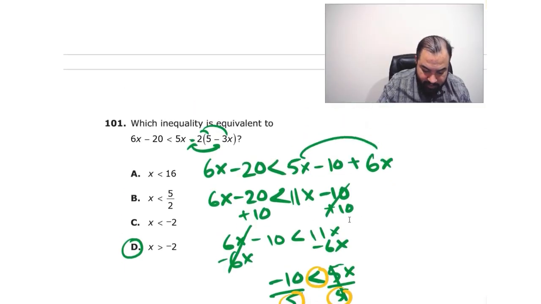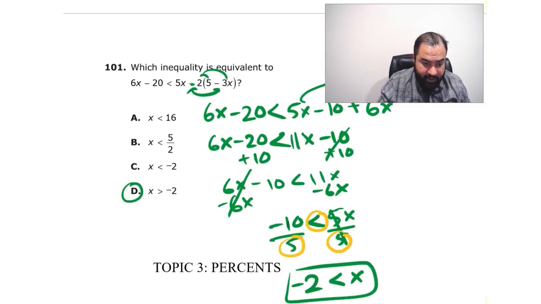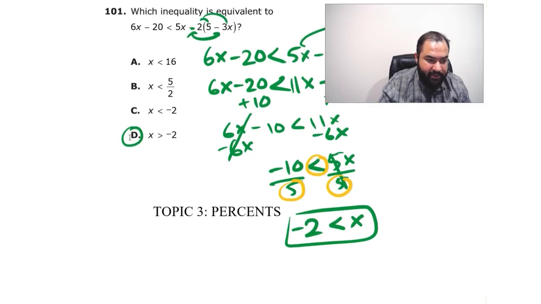So I'm just going to double check my work. So 6x minus 20 less than 5x, that's negative 10, positive 6x, yes. So that's 6x plus 10 both sides, we did. So that's negative 10, then minus 6x, so 11x minus 6x, yes. So that's negative 10 divided by 5, which is negative 2, should be fine. So x is greater than negative 2, that's this one, D. Alright, that's it for that.